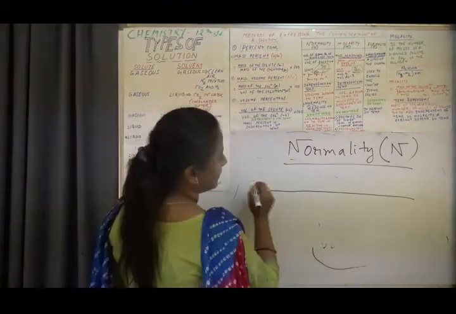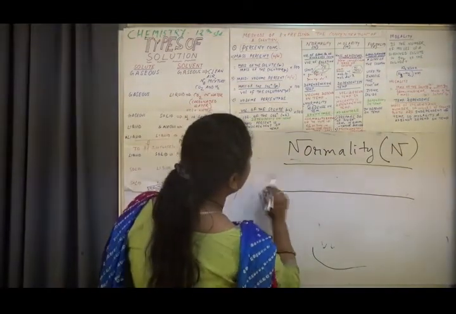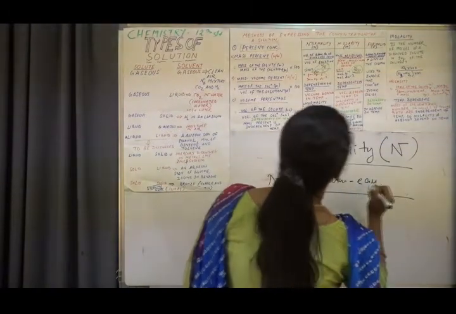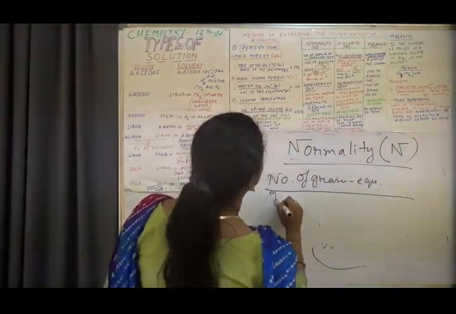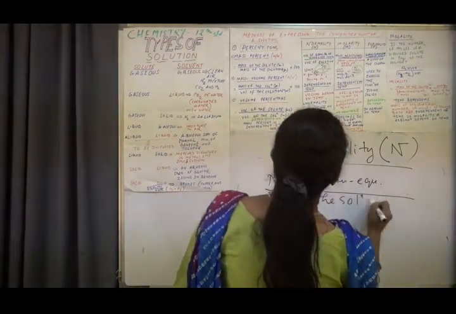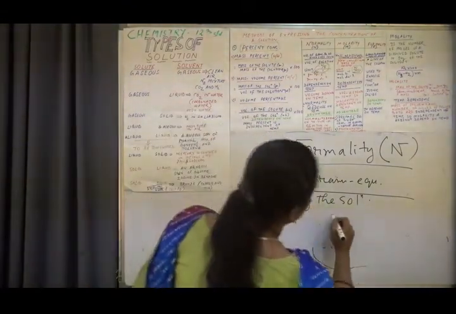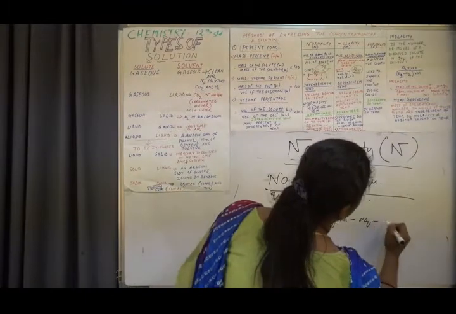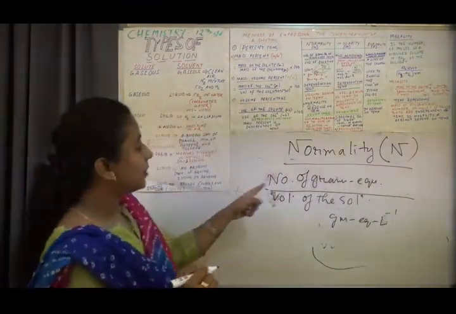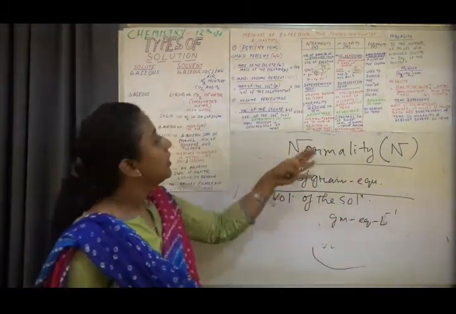Mathematically it is expressed as the number of gram equivalents divided by the volume of the solution. So the unit is gram equivalent per liter inverse. So the number of gram equivalents divided by the volume of the solution is going to be our normality.